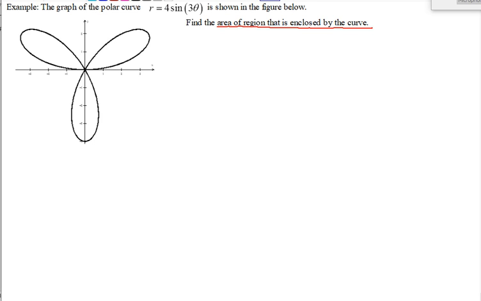So the key with these flower graphs is, you can see we've got 3 petals on this one. Each of them has the same area, so we really just need to find one of them. We can just find 3 times the area of one petal, and that'll give us the entire area enclosed by the curve. To figure out the area of one petal, we need to know where one petal starts and stops. Notice where they start and stop on these types of graphs is right at the origin.